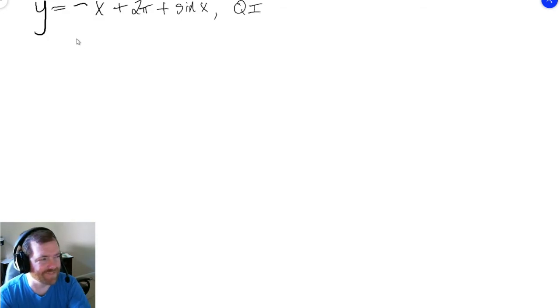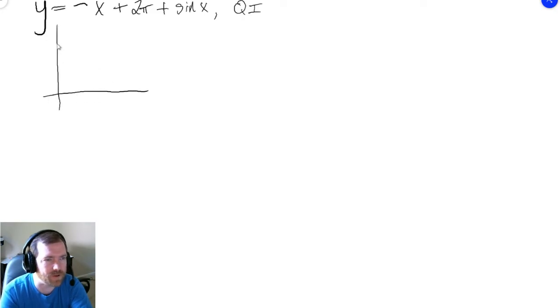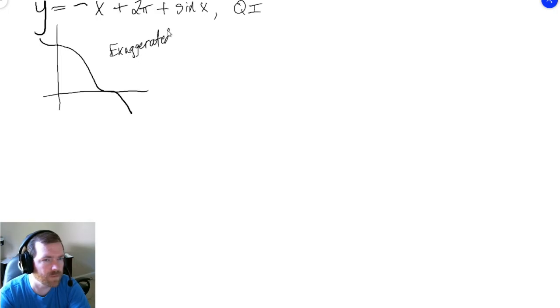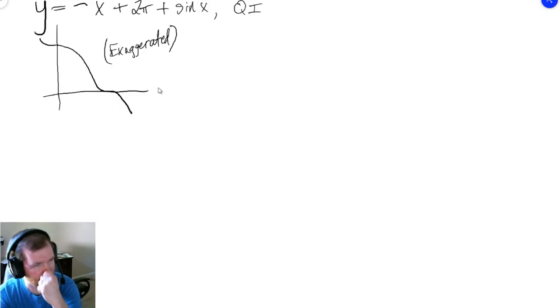Anyway, y equals negative x plus 2 pi plus sine of x in quadrant 1. So we had this picture here. Should probably just copy off the other page, but whatever, it's fine. All right, so this is exaggerated, so it doesn't quite work out, but whatever, it's cool.